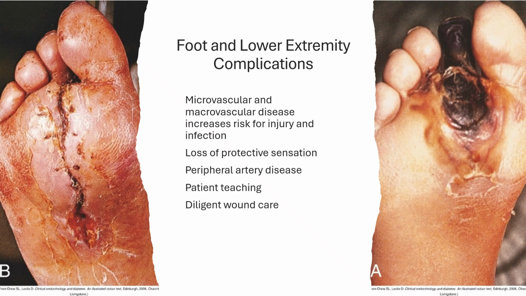Sensory neuropathy and PAD are the major risk factors. Other factors can be clotting abnormalities, impaired immune function, autonomic neuropathy. Smoking increases these risks. The sensory neuropathy may cause loss of protective sensation, which prevents awareness of the injury, and that's a major risk factor for those amputations.